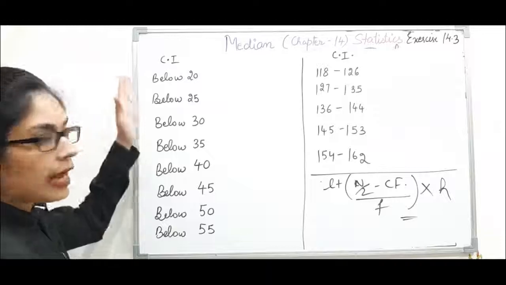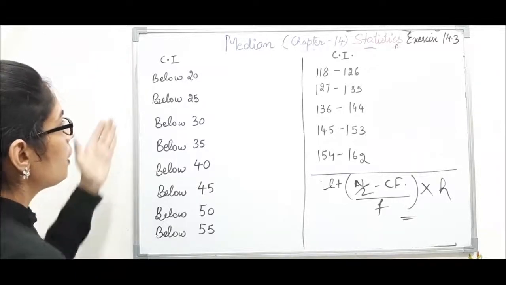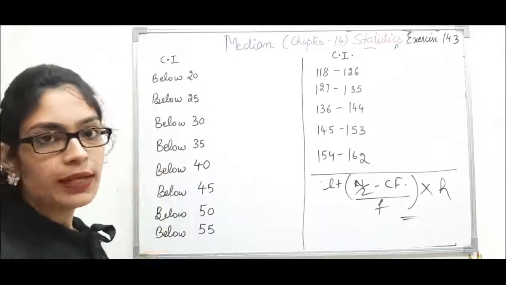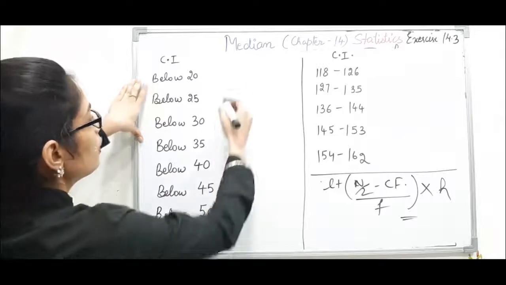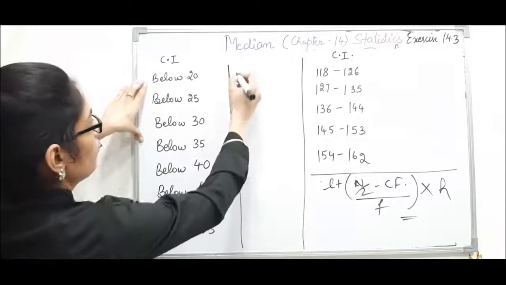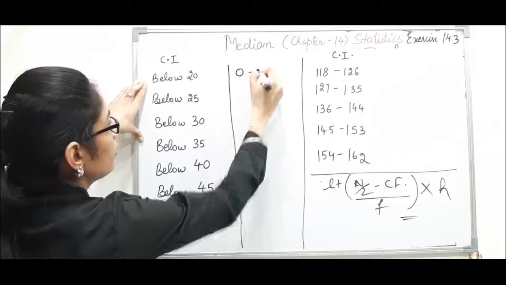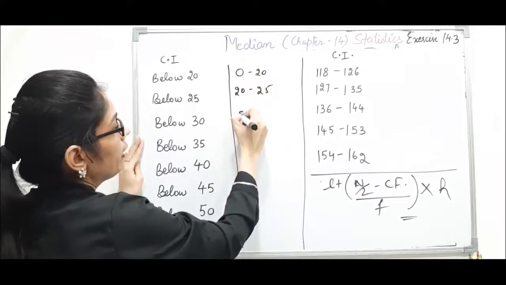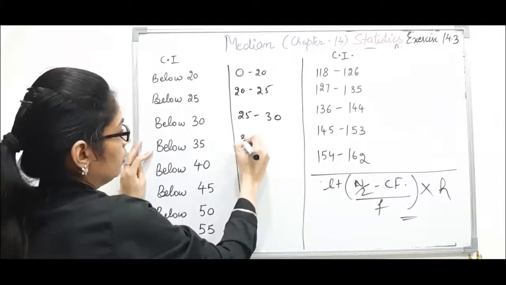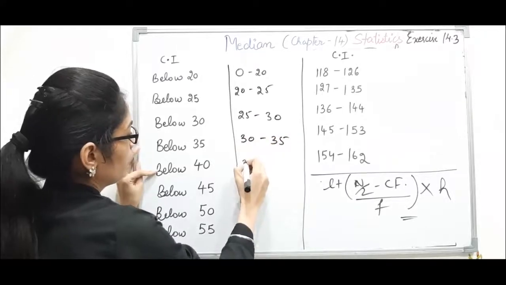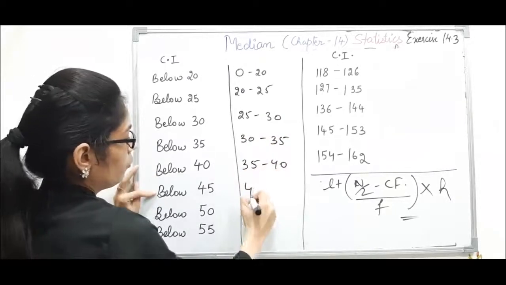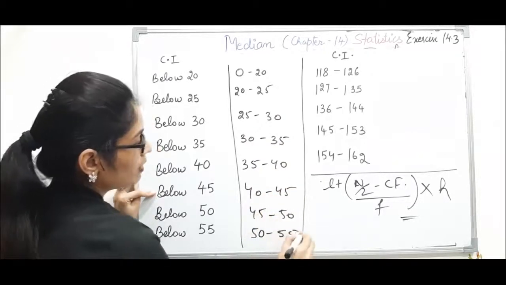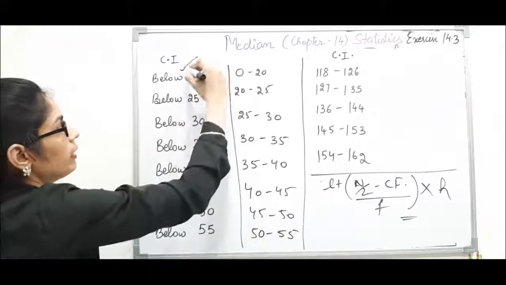In the next question, the class interval is given to you in this way: below 20, below 25, below 30, below 35. Whenever it is given in this way, you can change it. Below 20 means 0 to 20, and accordingly you can change the others: 20 to 25, 25 to 30, 30 to 35, 35 to 40, 40 to 45, 45 to 50 and 50 to 55. In this way you can change the class interval whenever it is given like this.